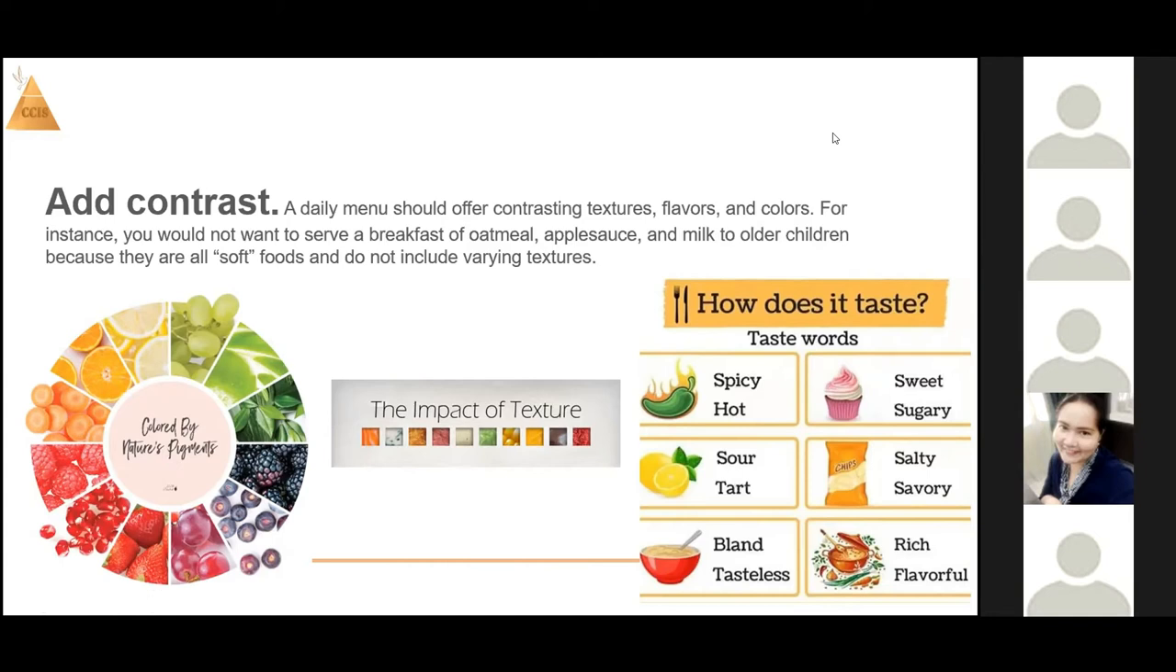And then obviously, the contrasting flavors. So you're going to have spicy, or sour, or more bland taste, or rich flavorful taste, or salty or sweet. So these things all come in when we are talking about balance and contrasting. Okay.